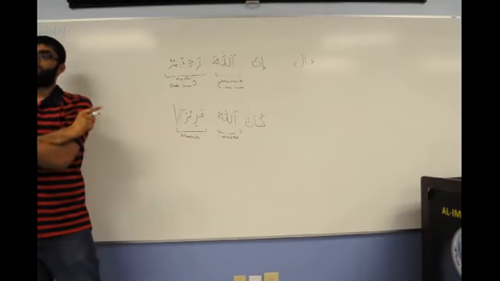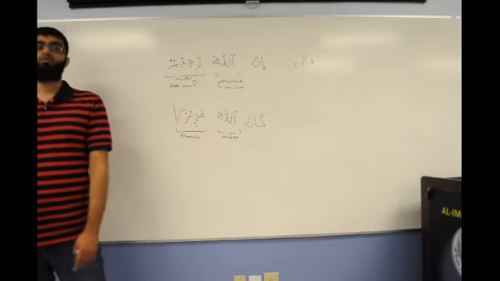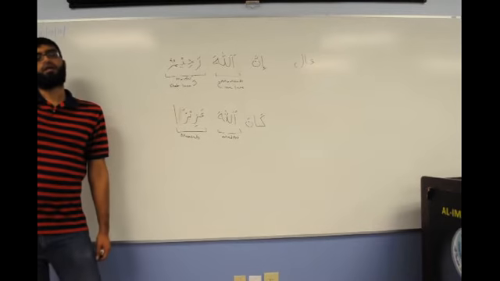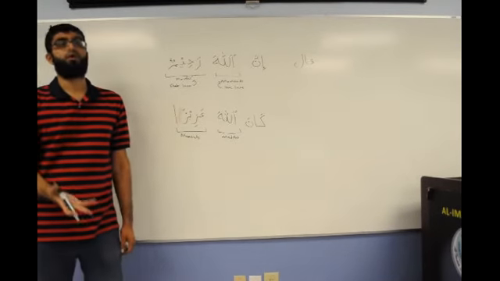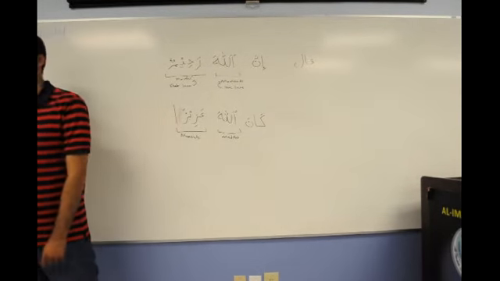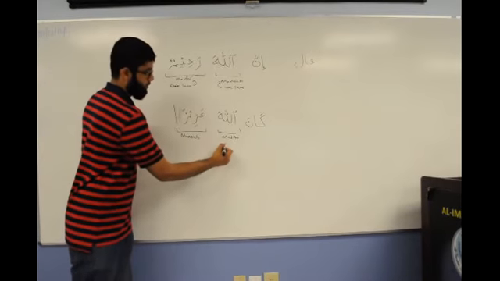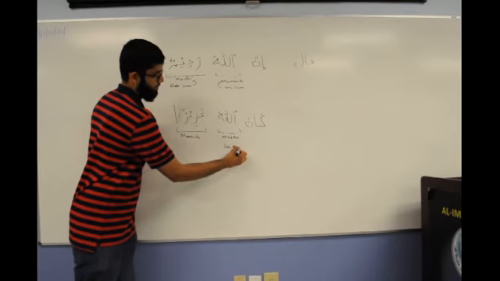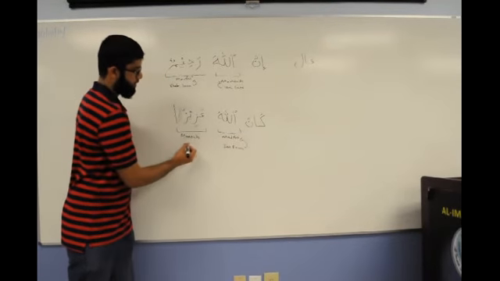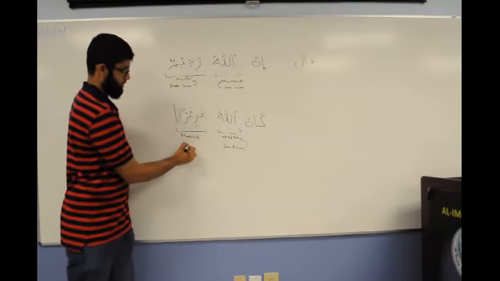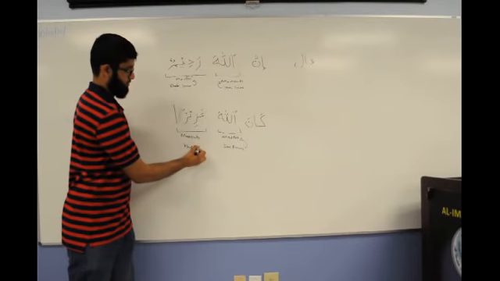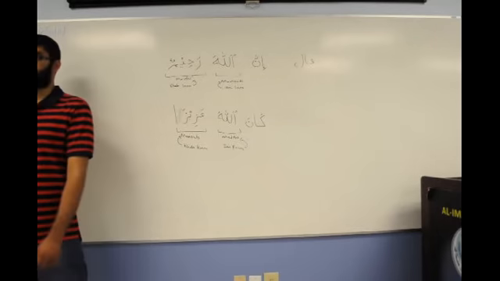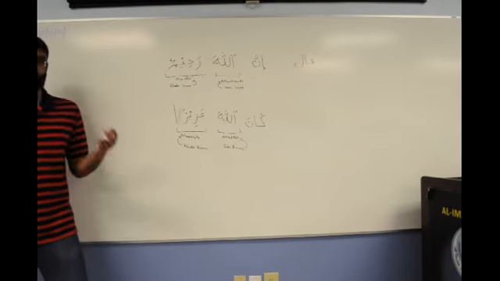Can I switch it around? Kana Allahu. If you remember an ayah from the Quran, just remember that. Kana Allahu Ghafuran. Kana Allahu Azizan. Okay? So the ism kana is marfu' and the khabar kana is mansub. Opposites.